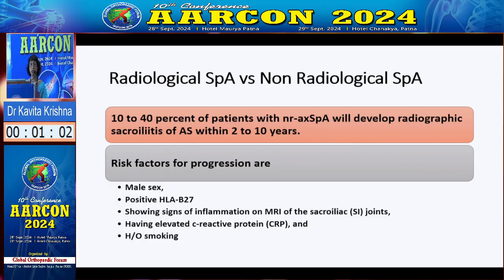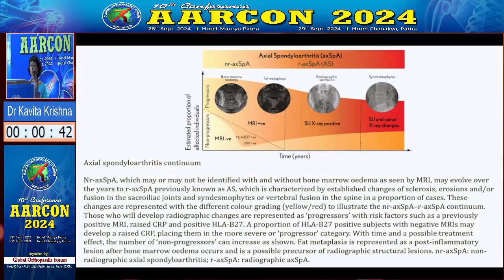Initially, they may not have features on X-ray. They may only have them on MRI, and later on, as the years go by, if the disease evolves, they develop a full-fledged radiographic SPA. The ones who progress to radiographic SPA are males, HLA-B27 positive, with MRI showing sacroiliitis, high CRP, and smokers.